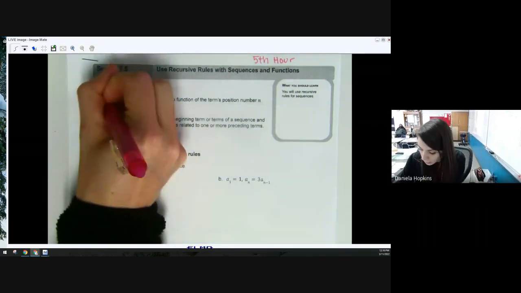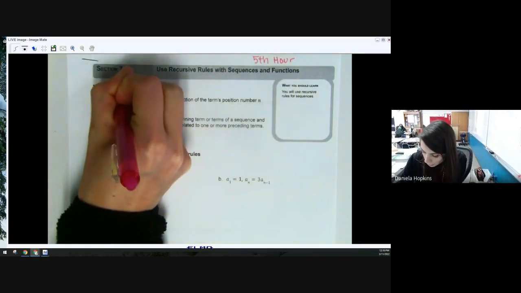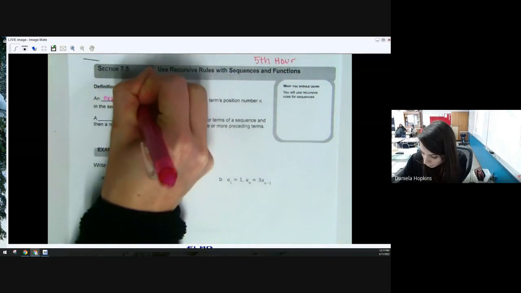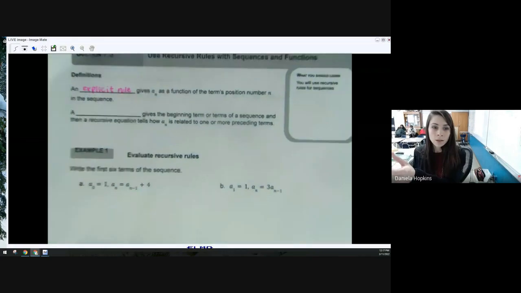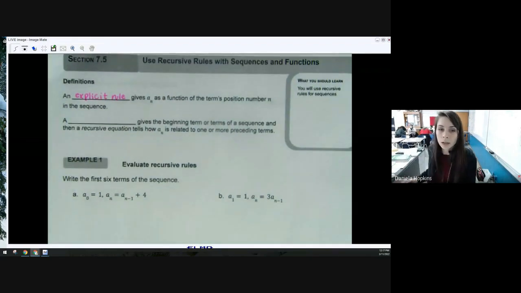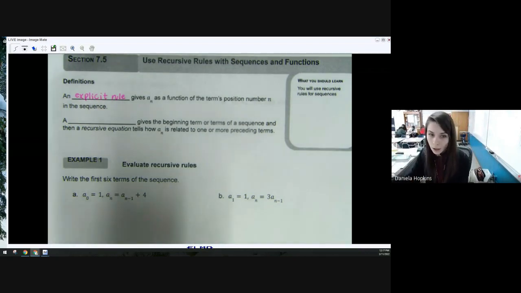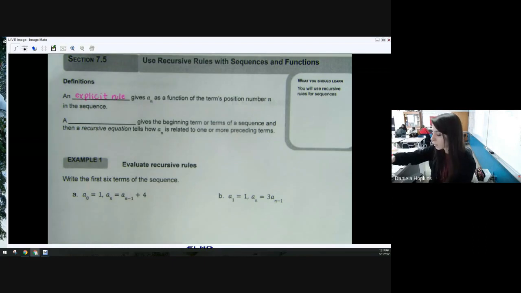So an explicit rule gives a sub n as a function of the term's position number n in the sequence. So we have been using explicit rules. You can plug in an n and solve for it, and you can find any term that's in that spot. So if we plugged in 5, we would get the 5th term.